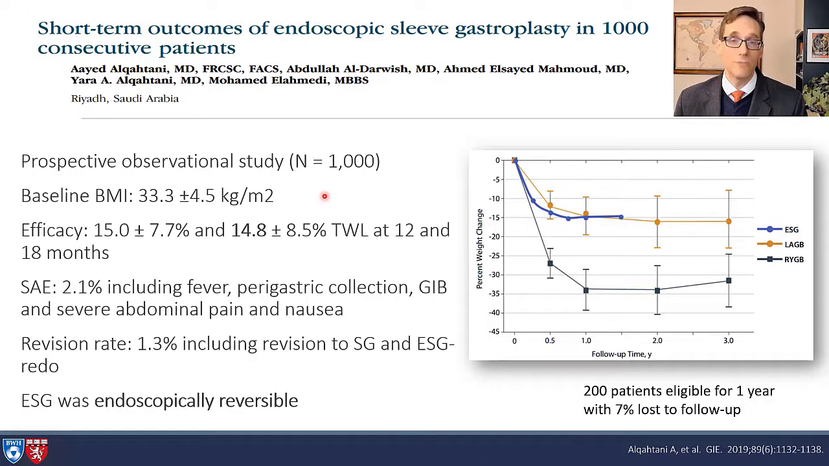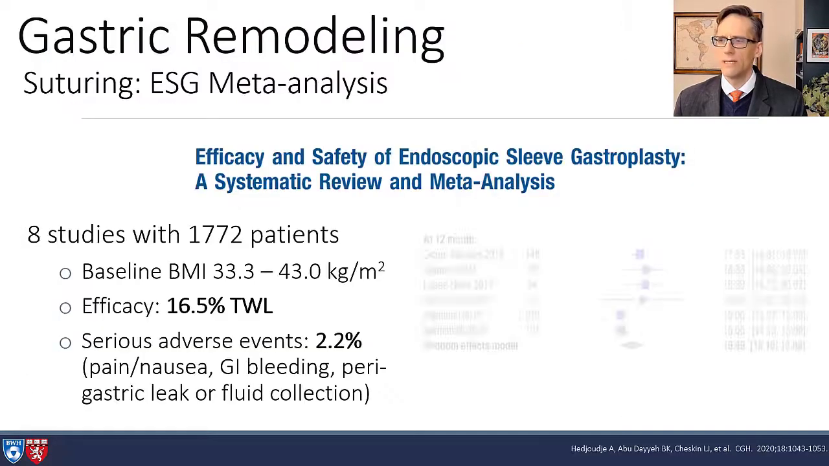This is a 1,000 patient prospective series out of Riyadh, Professor Al-Qahtani, and you can see a baseline BMI here a little lower, 33, and you can see efficacy again, over 15% here at 1 year, and SAE rate 2.1%, including some perigastric fluid collections. Revision rate of 1.3%. What's new here is he was reversing these endoscopically. So it's nice to show even a year later or so you can reverse this procedure. It might be a nice selling point for the technique.